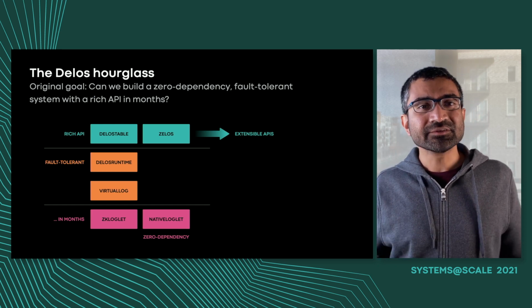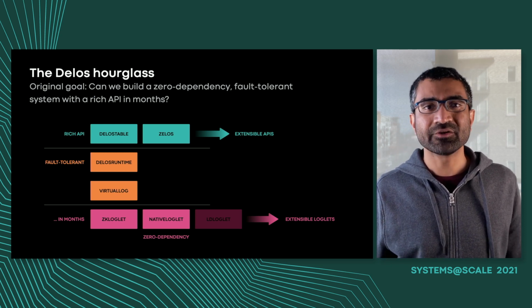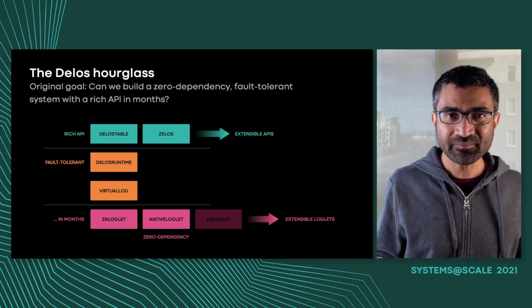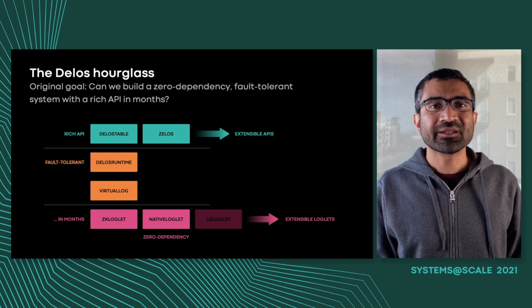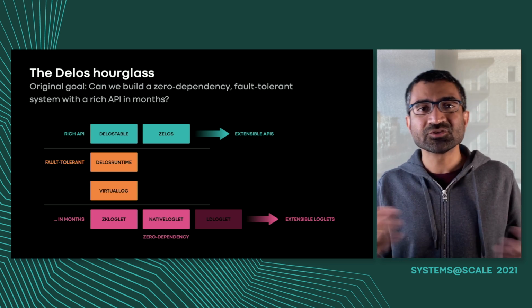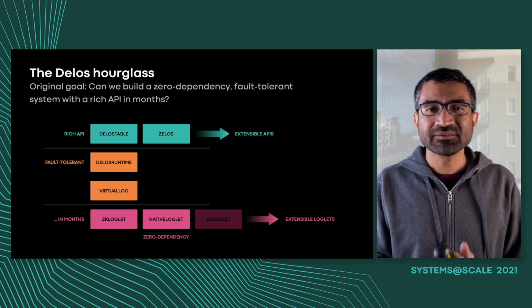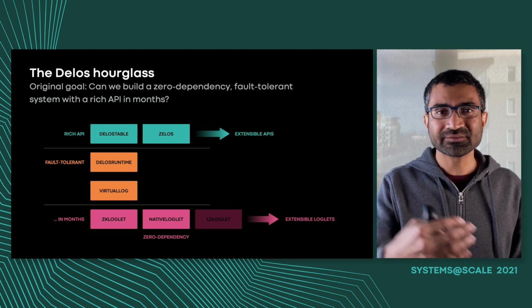So the reason this looks like an hourglass is you have a very wide top where you have a lot of diversity in the applications you can implement on this platform. You have a very wide bottom of the stack where you can have many log implementations and you can switch between them on the fly. But at the center of the stack, you have this common platform layer that's reused across many applications and many logs.